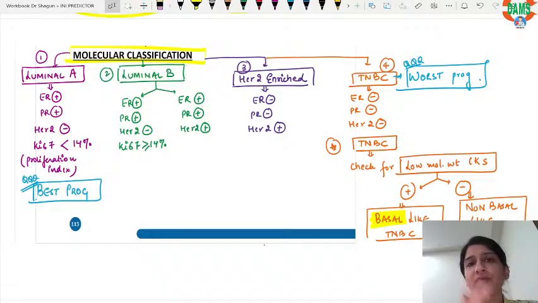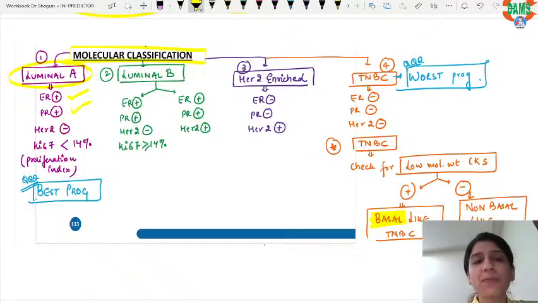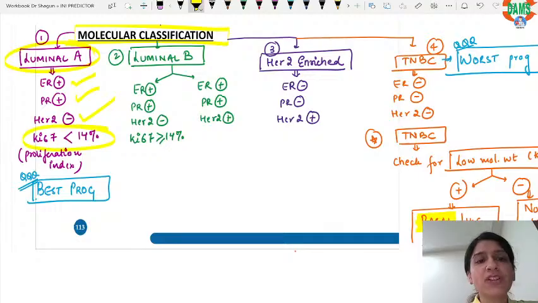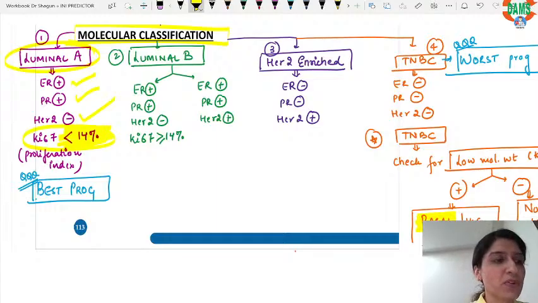So according to this classification, I have 4 molecular subtypes: luminal A, luminal B. When do I call a female a luminal A type of breast cancer? If ER is positive, PR is positive, HER2 is negative, and the proliferation index Ki67 is less than 14%. And please remember, they are associated with the best prognosis. Luminal A has the best prognosis. Always remember this.